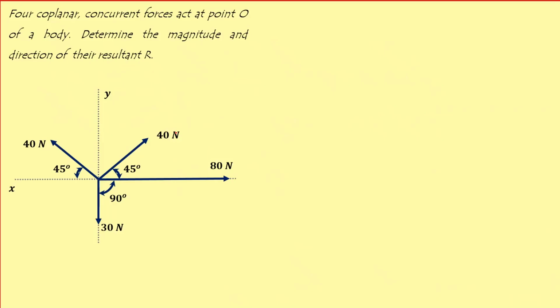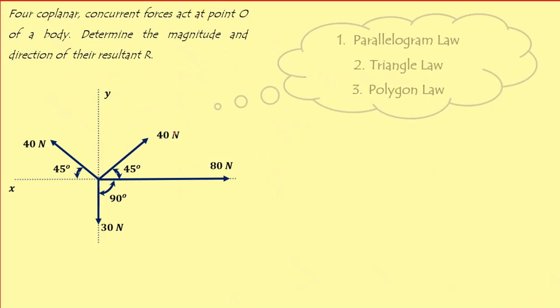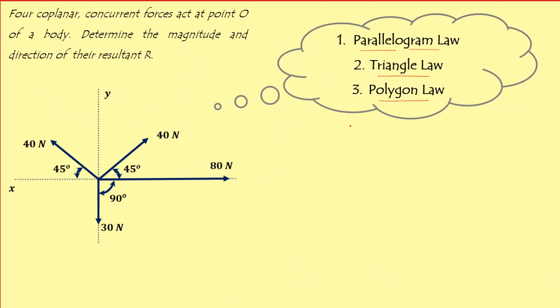So this composition of forces has three different methods. First is the parallelogram law of force addition, then the triangle law of force addition, and the polygon law of force addition. In a previous lecture, we have already seen the parallelogram law and the triangle law, which are very useful to determine the resultant if we have two forces. They are also useful if we have more than two forces, but the method is a little bit complicated and tedious.